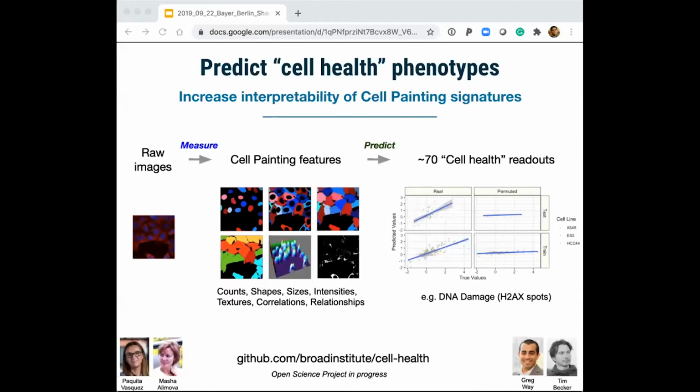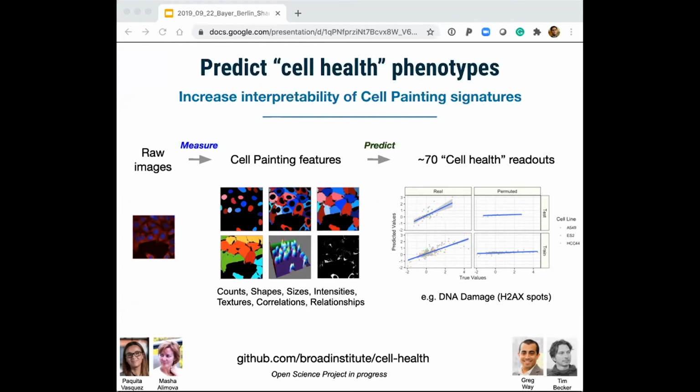I just wanted to briefly discuss two ideas we've been pursuing to increase the interpretability of image-based profiles. As I mentioned earlier, we're extracting hundreds of measurements per cell, and many of these measurements do not have obvious biological meaning. This problem is even more acute with deep learning-based feature extraction, where it's nearly impossible to attribute meaning to individual features. But one approach to increase interpretability is to predict other readouts that are more interpretable.